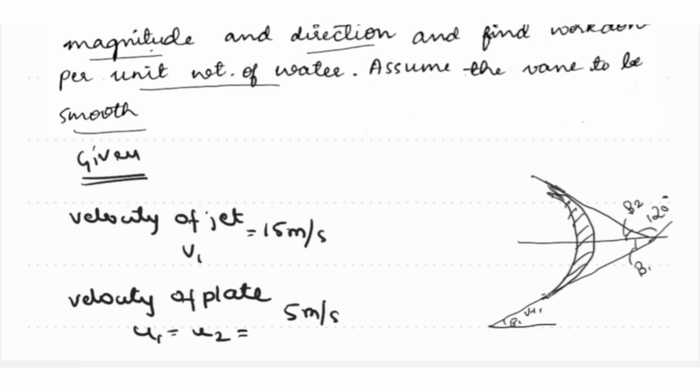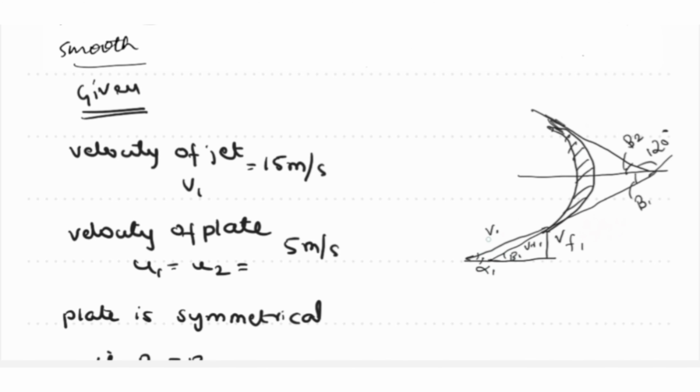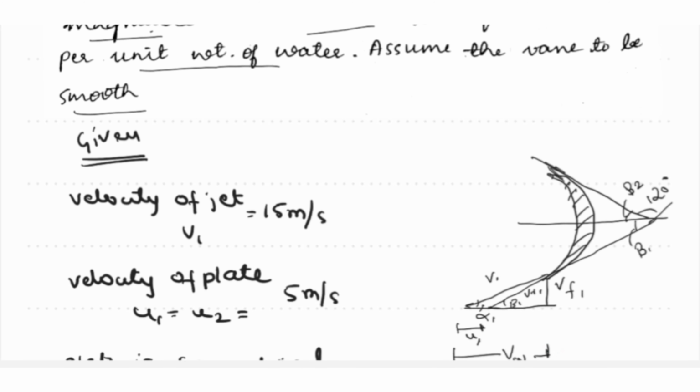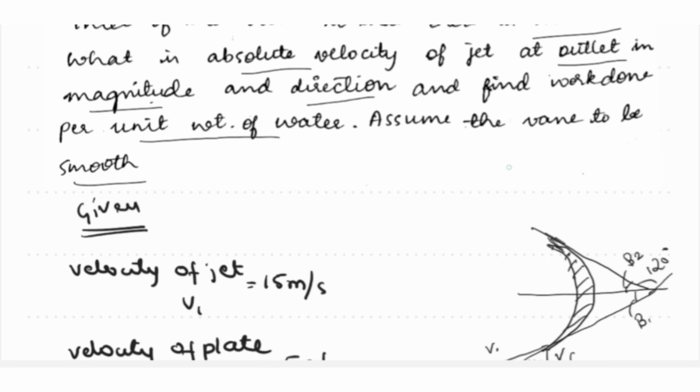Now we will draw the velocity of jet line, or absolute velocity of jet at inlet line. So this is V1 and this will be alpha 1, this is Vf1, and the line from V1 to VR1 is u1. V1 to Vf1 is always Vw1. So this is how we will get the inlet triangle. Similarly, you should get the outlet velocity triangle.